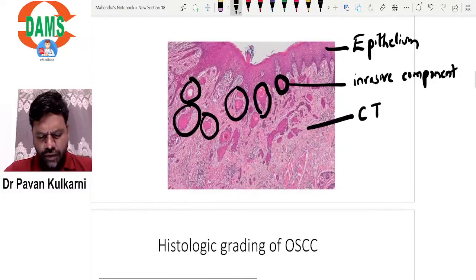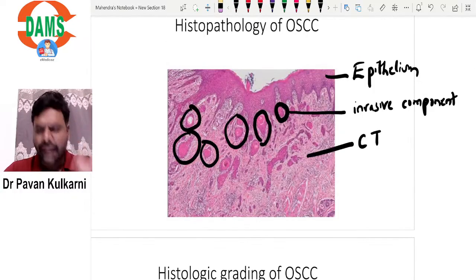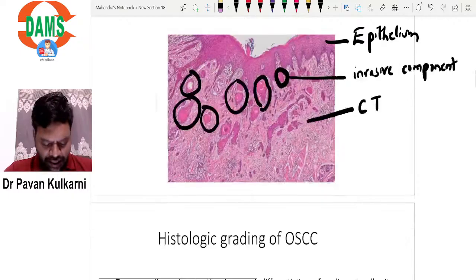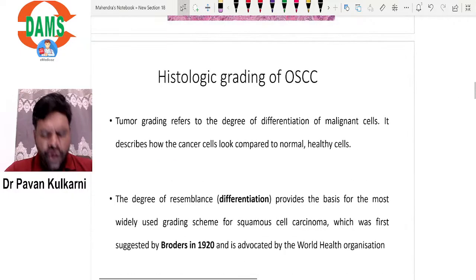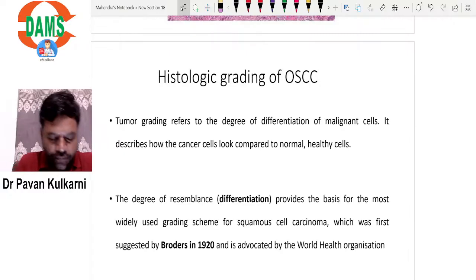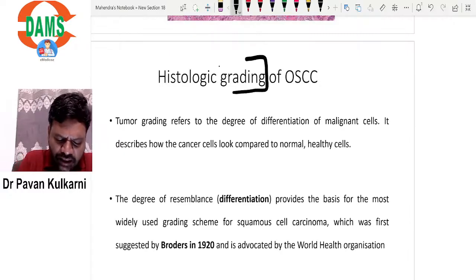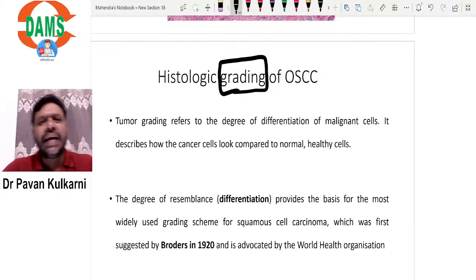After knowing this basic histopathology, the basic diagram of squamous cell carcinoma, let us understand what we mean by grading of oral cancer. All of you might have heard in your clinicals, grading, staging. Staging is something very clinical. Grading is histopathological.